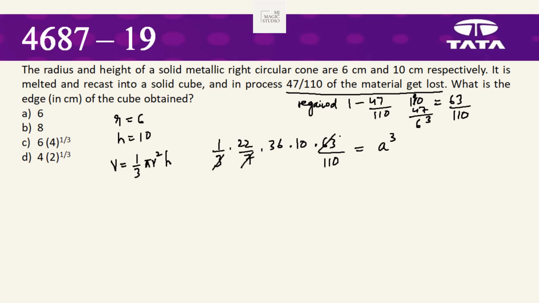7, 9 and then 3, so we'll get 3. This is gone and we have got 2. So we have 36 and 2 into 3 is 6. That means this is 6 cube. 6 cube is a cube. A is equal to 6. The edge of the cube obtained is 6 centimeter. Option A is the pick.